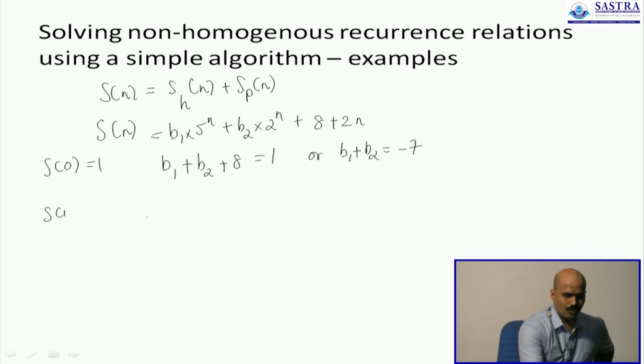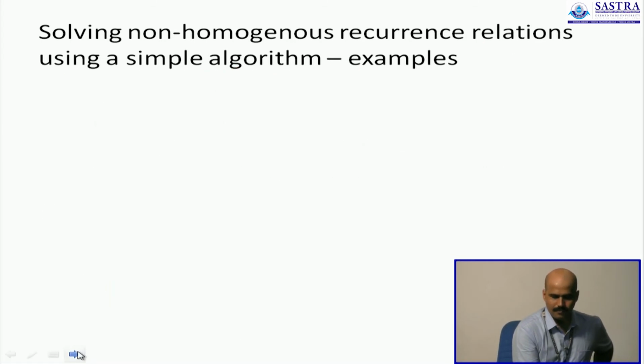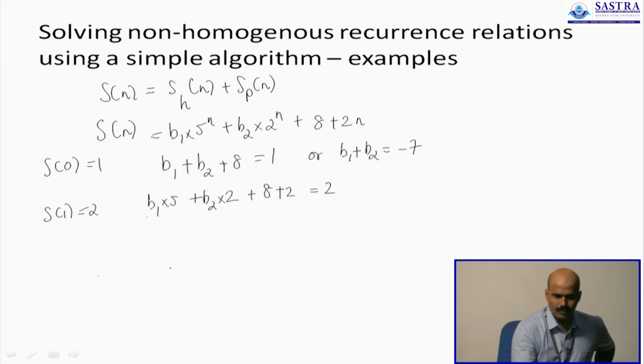Likewise S of 1 is 2, which means B1 times 5 plus B2 times 2 plus 8 plus 2 times 1 is 2 again, or 5 B1 plus 2 B2 plus 10 giving us 2.